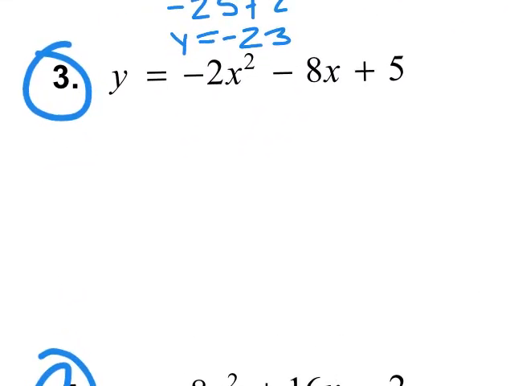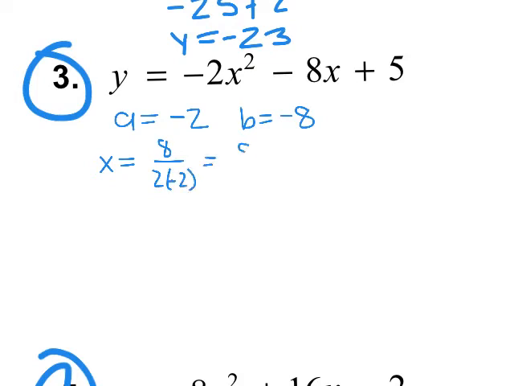Okay, so looking at number 3, identify a and b. So a is the number in front of x squared, that's negative 2. B is the number in front of x, that's negative 8. So x equals negative b, since b is negative 8, negative b is going to be positive 8, over 2 times a, which is negative 2. Okay, so 2 times negative 2 on bottom is negative 4, and 8 divided by negative 4 is negative 2.